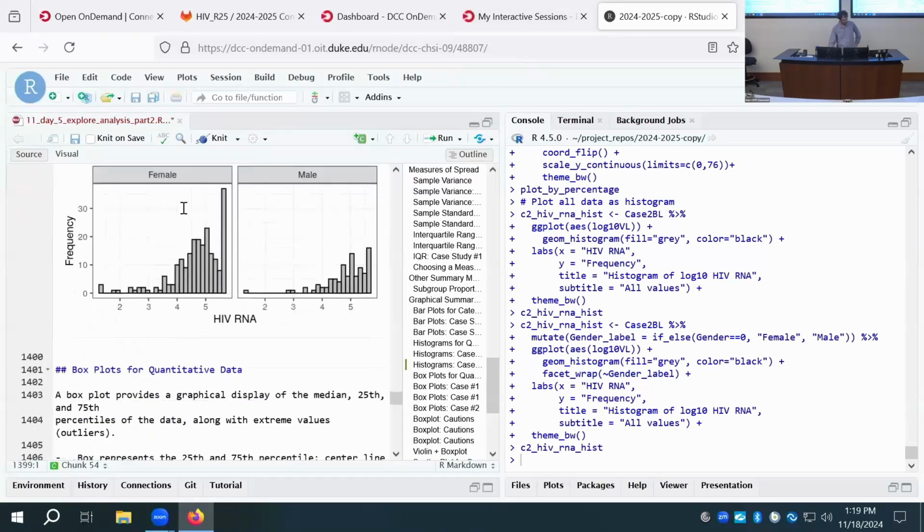So, okay. Any questions about histograms? They're very useful for getting an idea of the distribution of the data, kind of at the beginning, and then especially for comparing between 2 groups.